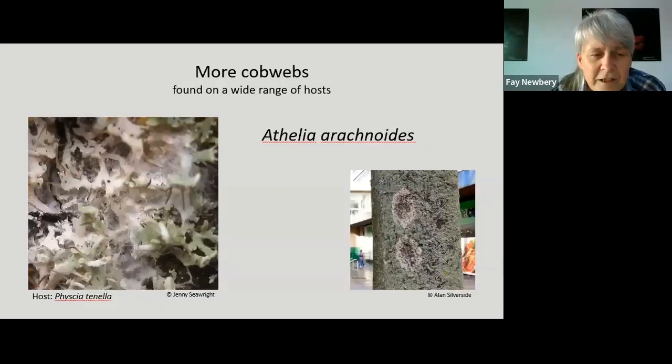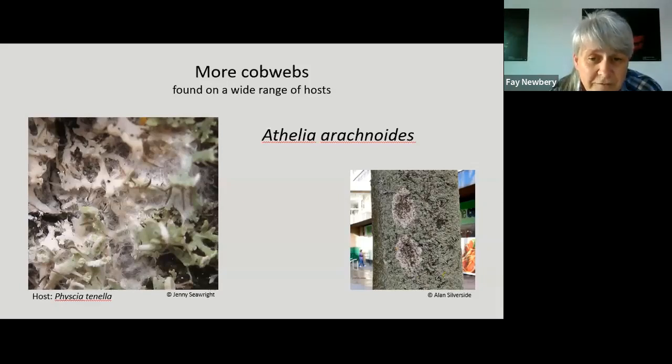Another species that's really aggressive and causes cobwebbing is Athelia arachnoides. Now, this fungus surprises me because it used to be really easy to find. So I used to regularly go to Leighton Buzzard to visit relatives, and I could spot this on a tree at a huge distance. So you can see Alan Silverside's picture of a tree trunk there, and you can see in the background, it's in the shopping centre. This fungus seems to like urban communities. It likes that nitrogen-rich community.